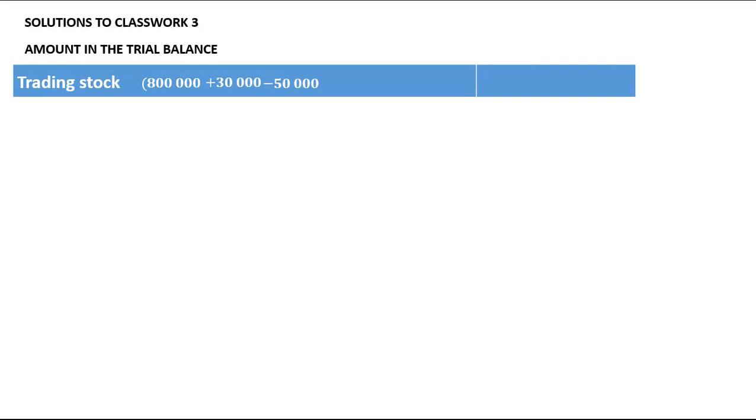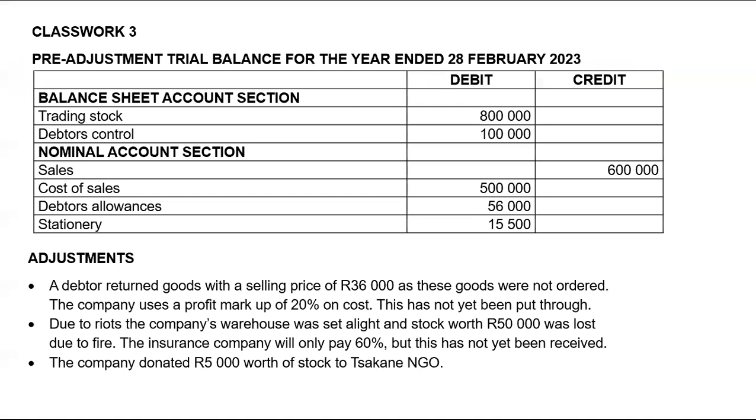But with respect to your stock, not all of it can be your loss. Here, I'm subtracting the total amount from trading stock, but it doesn't mean that the whole 50,000 Rand is a loss. It depends on how much we are going to get, how much we are insured for. And that's me just reading the first part. I'm going back to that adjustment. Now it says that the insurance company will only pay 60%, but this has not yet been received. It means that the loss here is 40%.